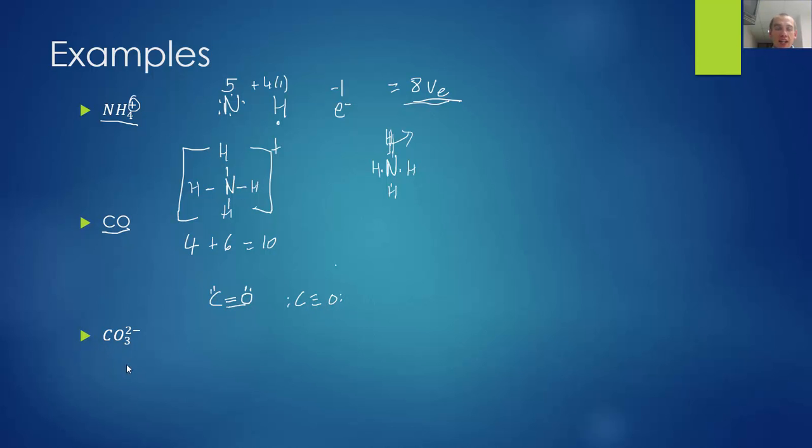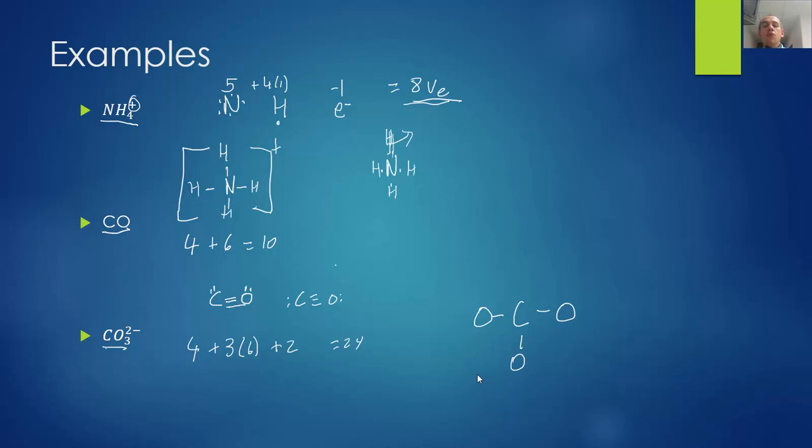Here's another one that involves an ion. So I have carbon, which is 4, oxygen, 3 oxygens, which each have 6, and then 2 negative, which means plus 2 more. So I have 18 plus 2 is 20, so I have to place 24 valence electrons to get this thing to work. Carbon is going to be my central atom because it's the least electronegative. So I'm going to start with carbon. I'm going to go oxygen, oxygen, oxygen.